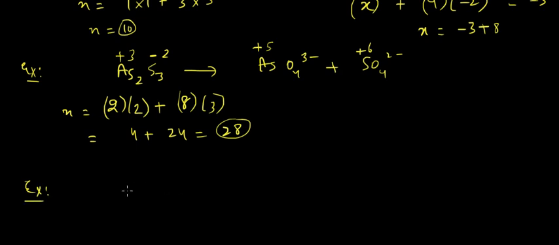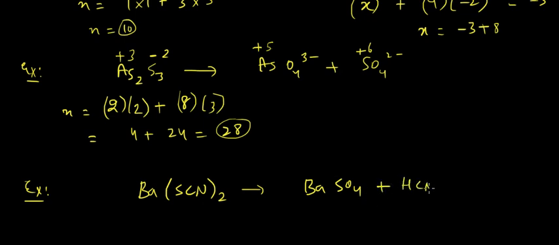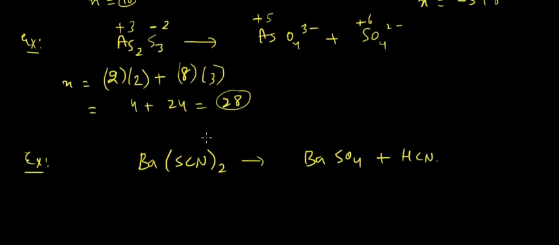Let's see another example. We have Ba(SCN)2 going into BaSO4 plus HCN. Okay, so Ba is in the +2 state here. It again remains in the +2 state here, so there is no change in oxidation state.